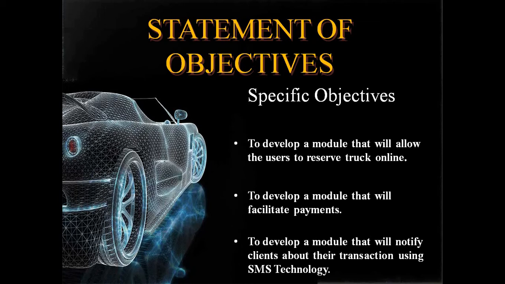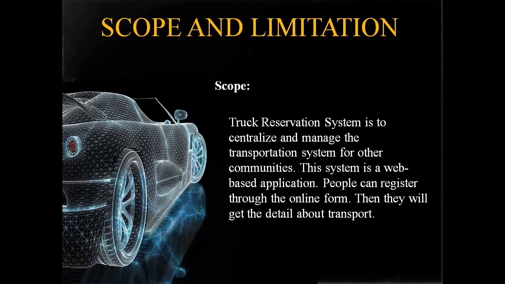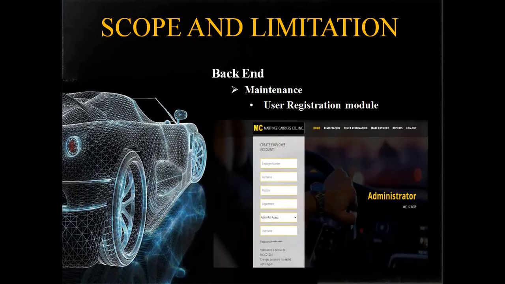Now let's go to our scope and limitation. Our scope, the truck reservation system, is to centralize and manage the transportation system for the other communities. This system is a web-based application. People can register through the online form, then they will get the details about the transport.